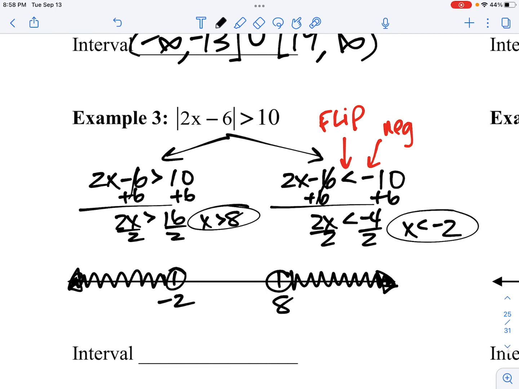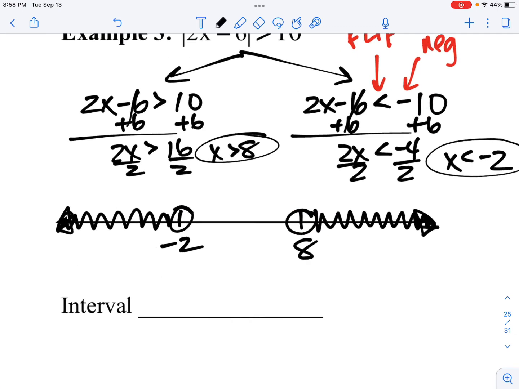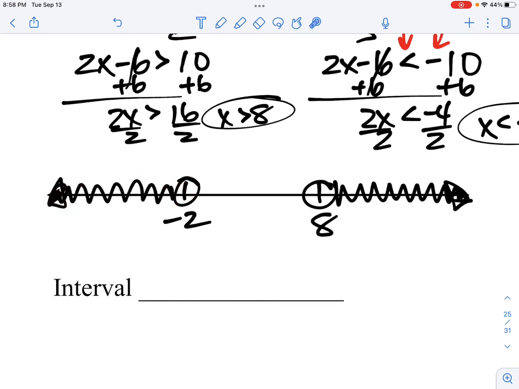And your interval notation is going to look just like this one up here, except you're just going to change these numbers, and this one's going to have parentheses on it instead of brackets because the circles are open. So this first section is negative infinity to negative 2. And I have another section from 8 to positive infinity.